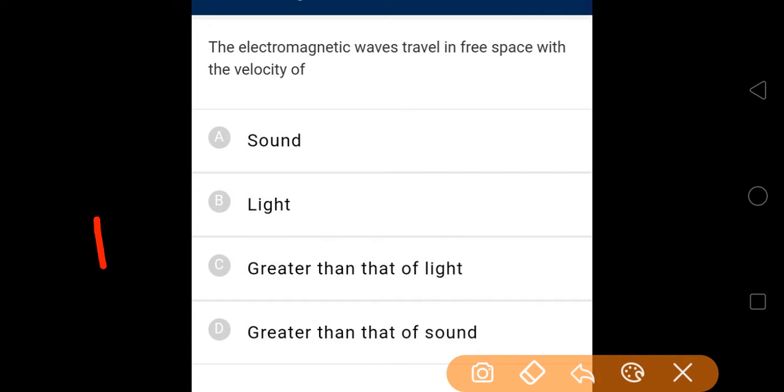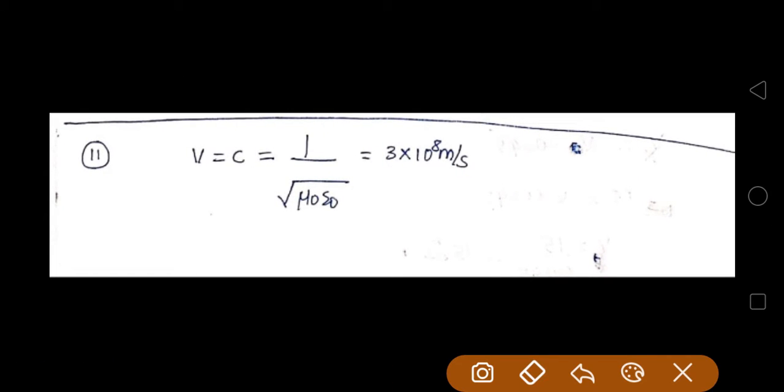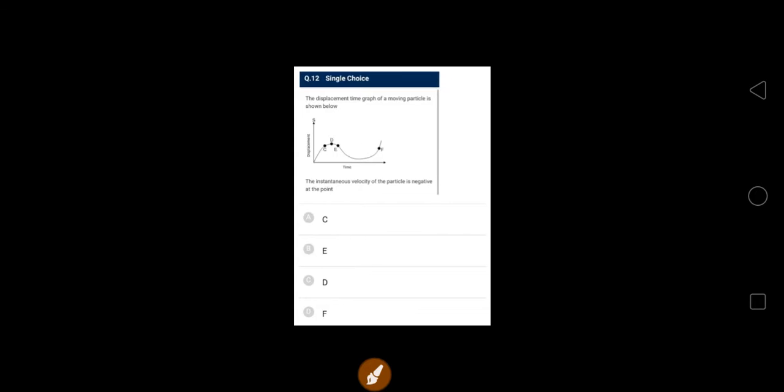So the 11th one is B. V is equal to C is equal to 1 by root mu naught epsilon naught, which is equal to 3 into 10 power 8 meter per second.